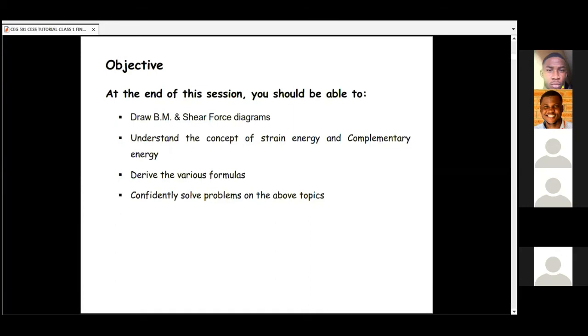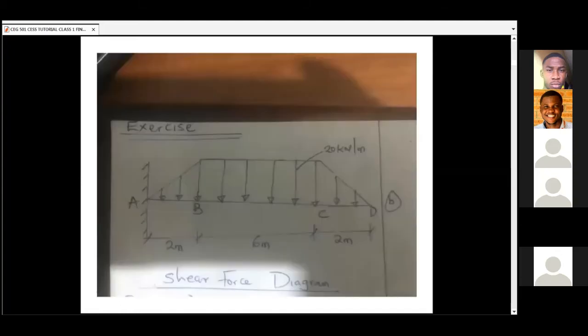And then lastly, our last objective is confidently solving problems on the above topics. So let's get into it. Our first question, like I said, is a question on bending moment and shear force. Can everybody see my screen?